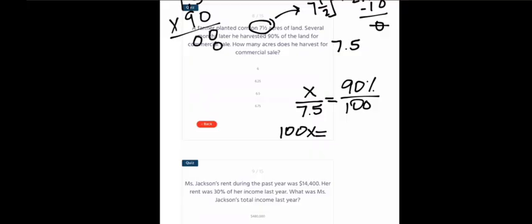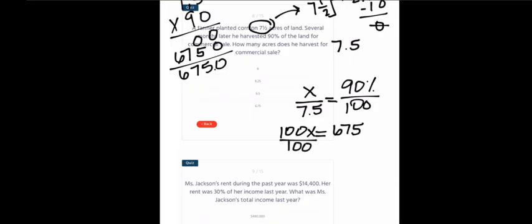0, 0, placeholder 0. 9 times 5 is 45. I put the 5, carry the 4. 9 times 7 is 63, plus 4 is 67. And add it all up. And now there's one number behind the decimal point in the question, which means there'll be one number behind the decimal point in the answer. So 675. We don't have to put the 0, we can just leave it like that, okay?